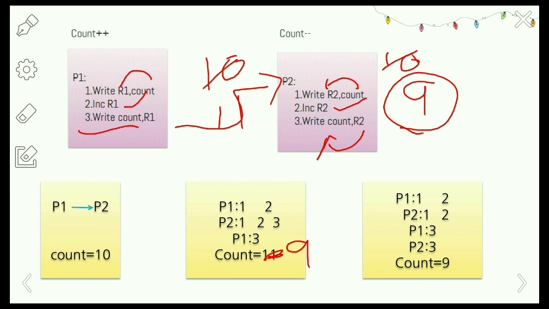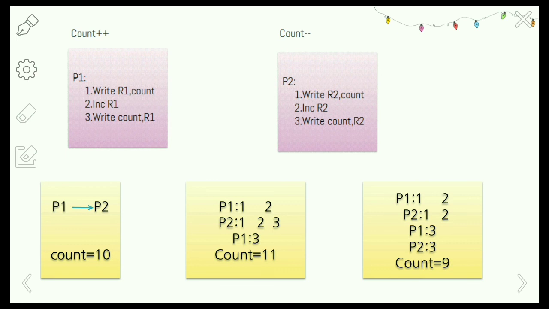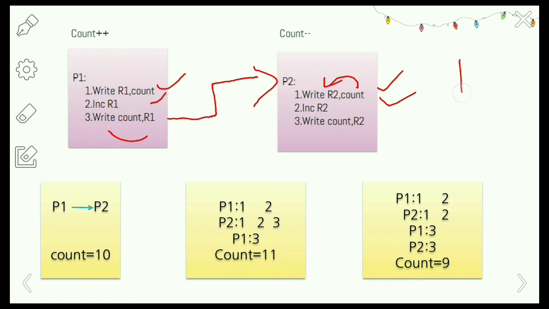So in the next case, the process P1 is going to execute first. It is going to execute the first two instructions of P1, that is incrementing the R1 value by 1, and it will be preempted and the control will pass to the process P2. So here the process P2 is going to execute the first two instructions, that is copying the count value to R2. Since the R1 value is not copied to the count, the count value will be 10 only.